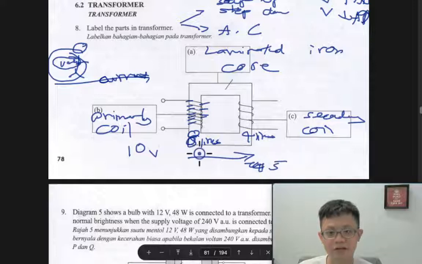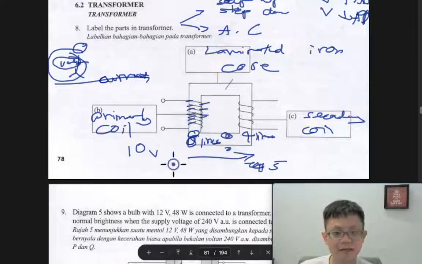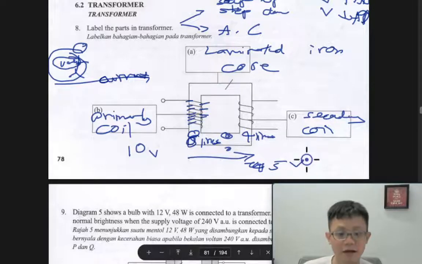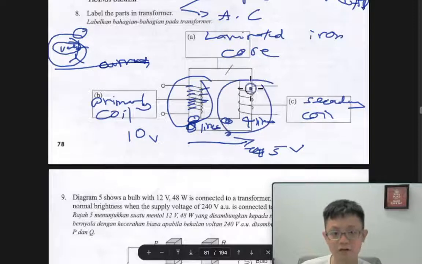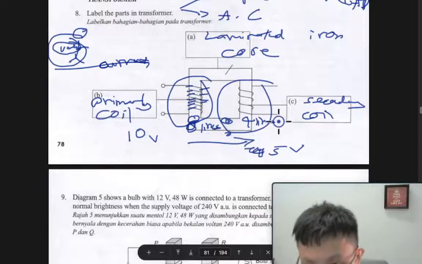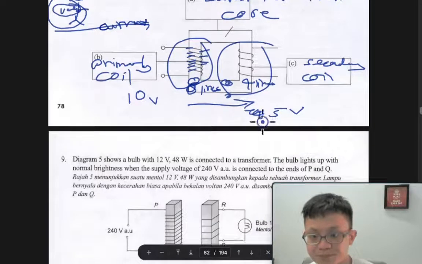Because here is divided by half. 8 divided by 2 you get 4. So 10 divided by 2 you get 5 watt. Okay, because you calculate it according to the ratio of the turns of the coil.